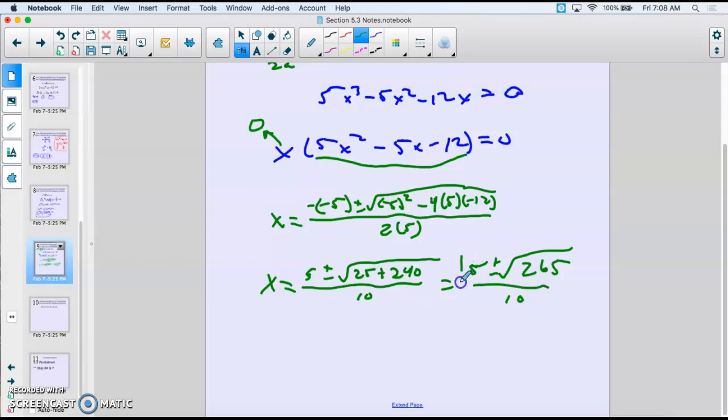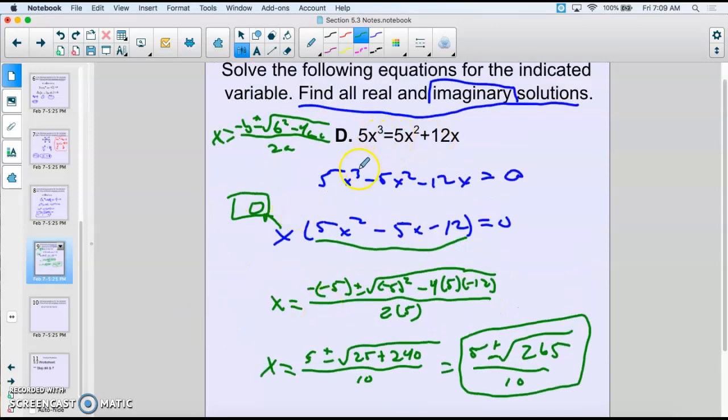Nothing worked, and so this is what I'm left with. So one of my zeros is 0, and then the other two are 5 plus or minus the square root of 265 over 10. So these were my 3, because my highest power is 3. So that's my I need 3 zeros, and there they are.